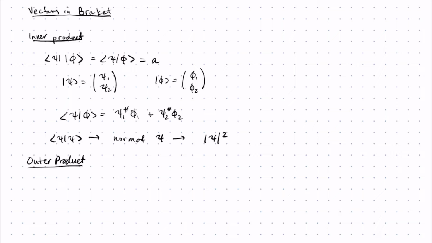So the other way this could happen is you could have a ket to the left of a bra. Now this has a completely different interpretation. In fact, this corresponds to an operator.